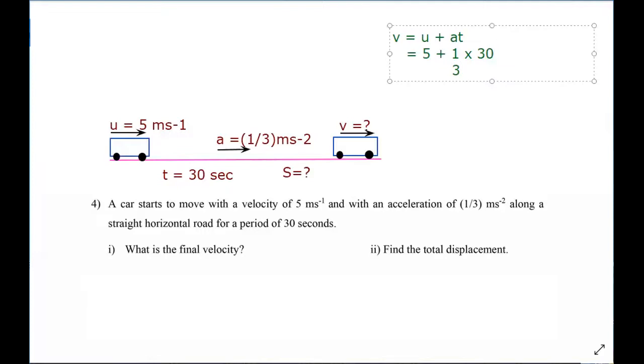Now you should identify that this 3 and this 30 can be cancelled out. So nothing will happen to number 5. Plus 30 divided by 3 is 10. So 5 plus 10 is 15. So the final velocity is 15 meters per second.